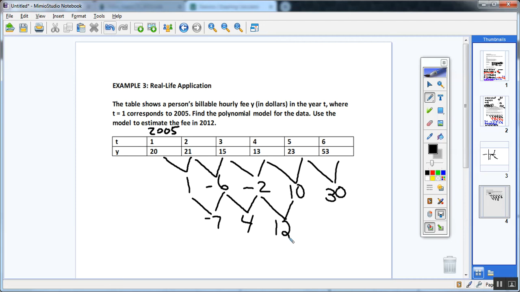Gosh, did I put those numbers in? Hang on one second, kids. 20, 21, 15, 13, 23, 53. What are you saying here, kiddo? Oh, never mind. I found it. Am I okay there? Ooh, I'm not liking this for some reason. Something's wrong.